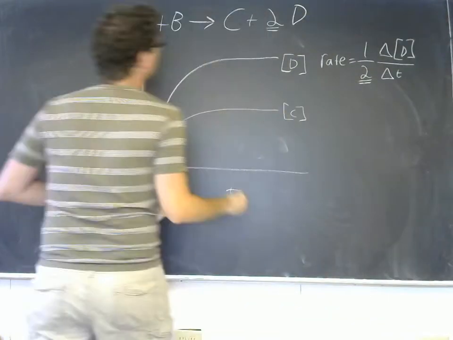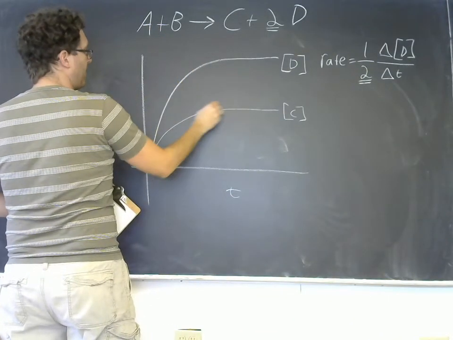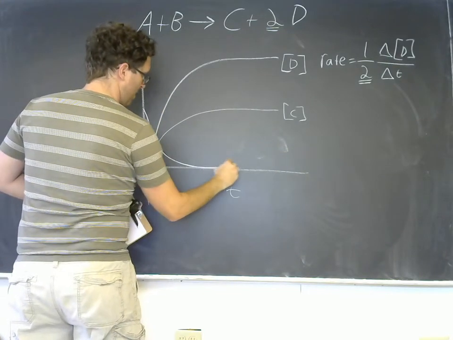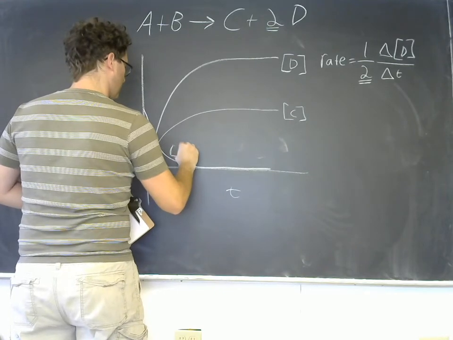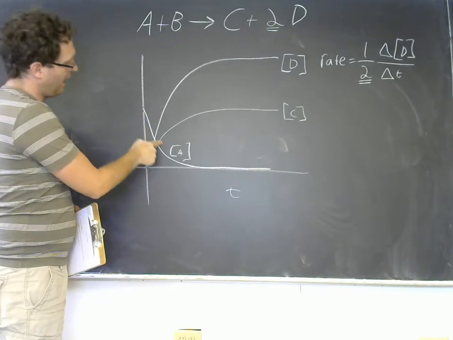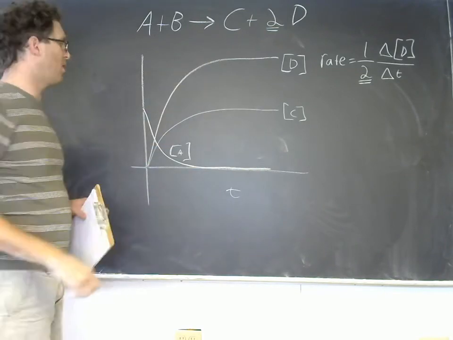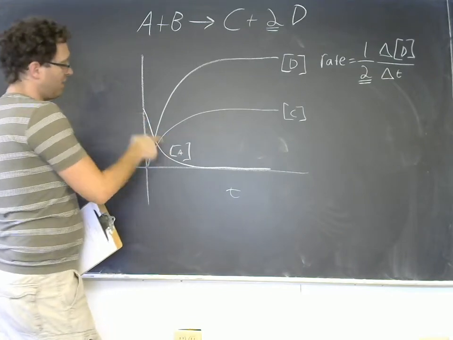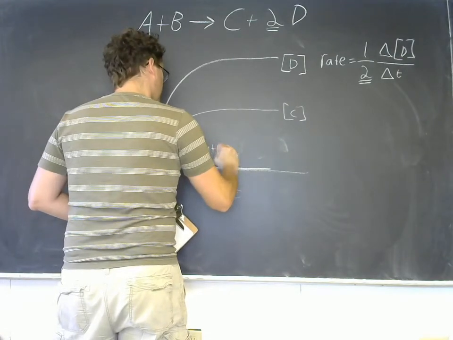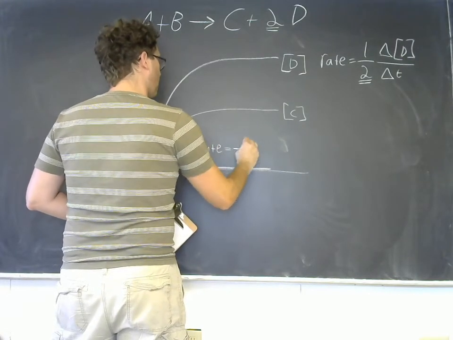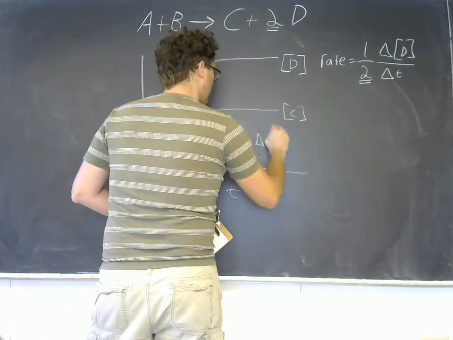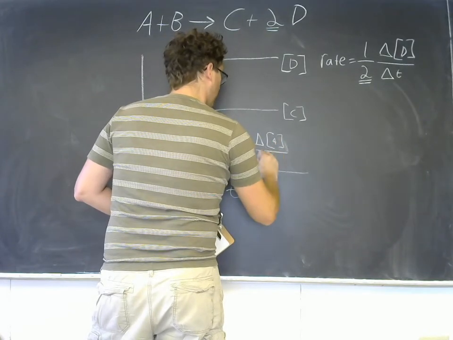Let's consider looking at A. If I were to look at the concentration of A, then it would be more like this. So this is the concentration of A starting at some amount and going down until it eventually reaches 0. And of course the change in concentration of A over time would be negative. So this rate would be negative 1/1. We have a stoichiometric coefficient of 1 here. Change in the concentration of A over the change in time.